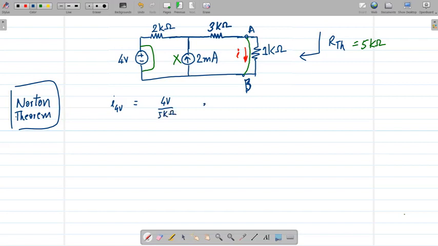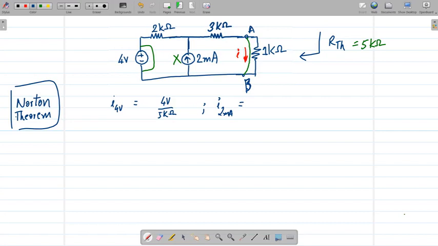And what about the current due to the 2 milliamp source? Again, there is a short circuit, and in this case the voltage source is also short circuited. So I have 2 kilo ohms and 3 kilo ohms in parallel. Okay, make sure you are able to visualize that.